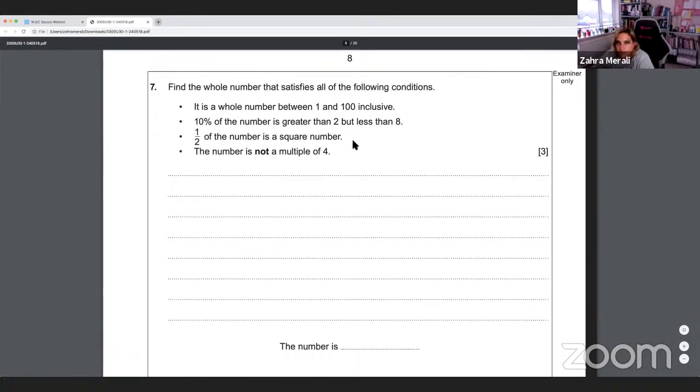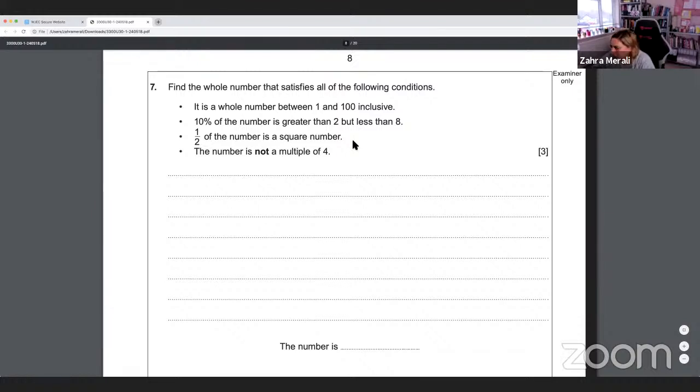Find the whole number that satisfies all of the following conditions. It is a whole number, okay, between 1 and 100. Great. 10% of the number is greater than 2, but less than 8. Okay. Half of the number is a square number, and the number is not a multiple of 4.